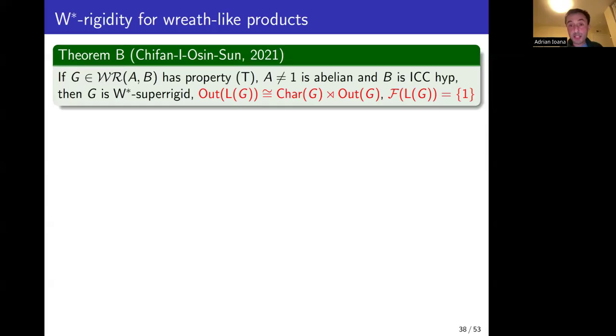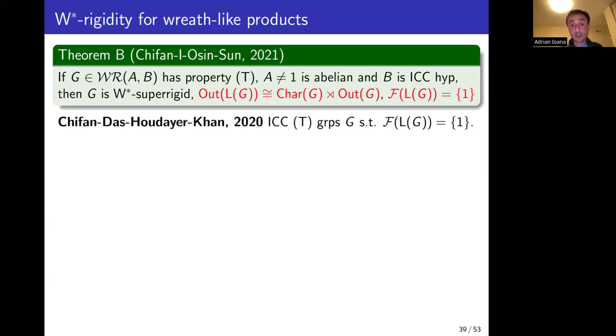So there are two comments that I want to make related to this. The first one is that this result provides additional examples of property T groups such that the fundamental group of L(G) is trivial. The first examples were found just a few years ago by Chifan, Das, Houdayer, and Khan. So our theorem provides examples of a different kind.